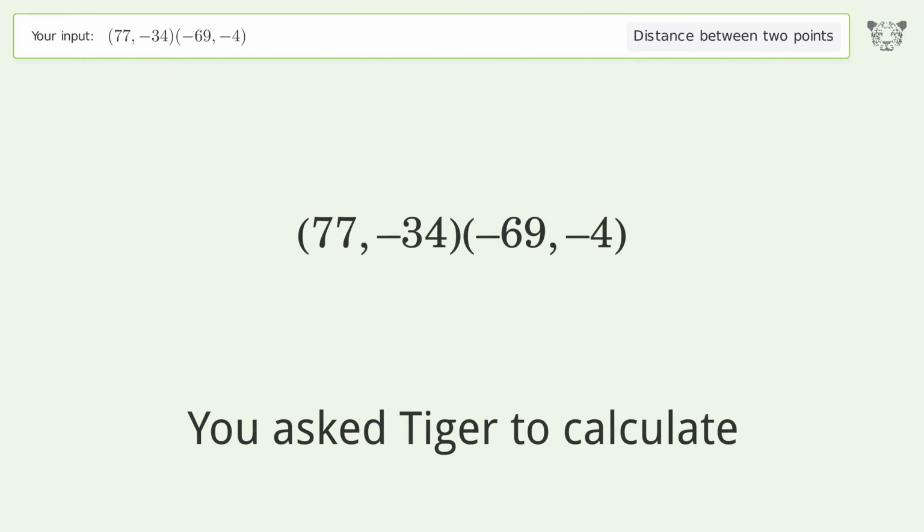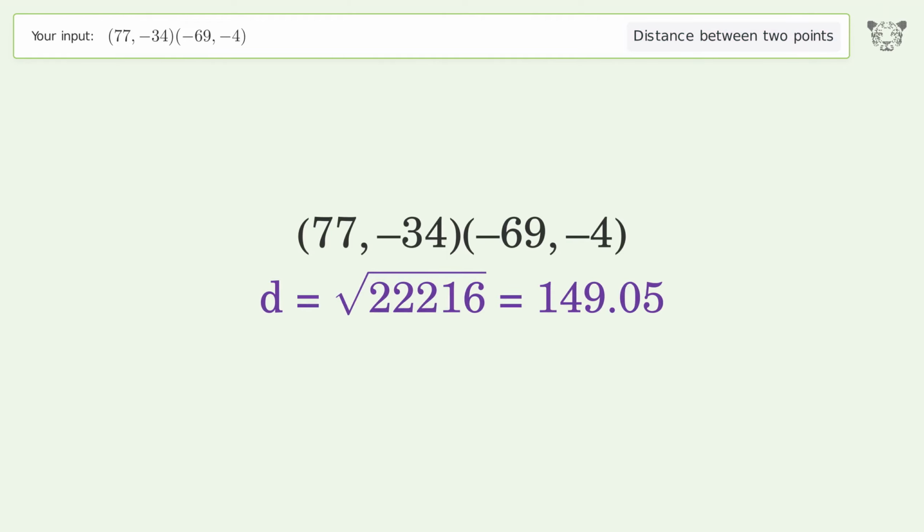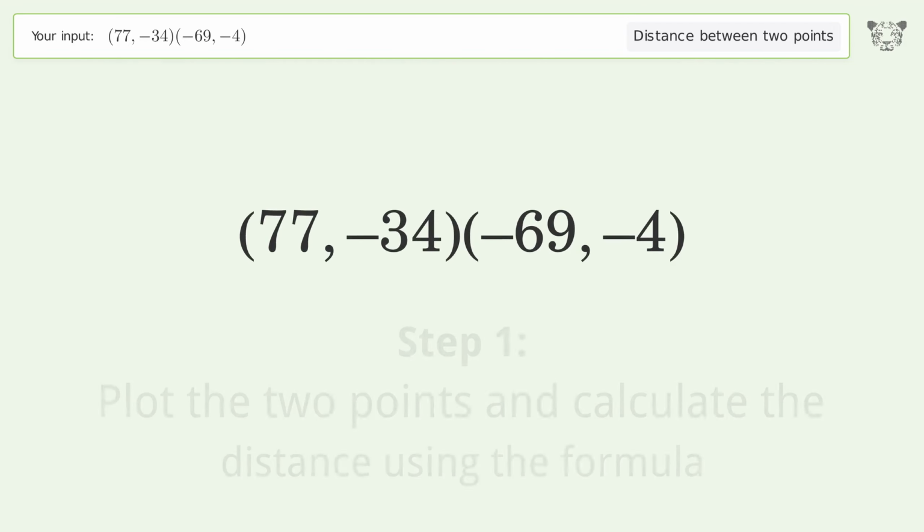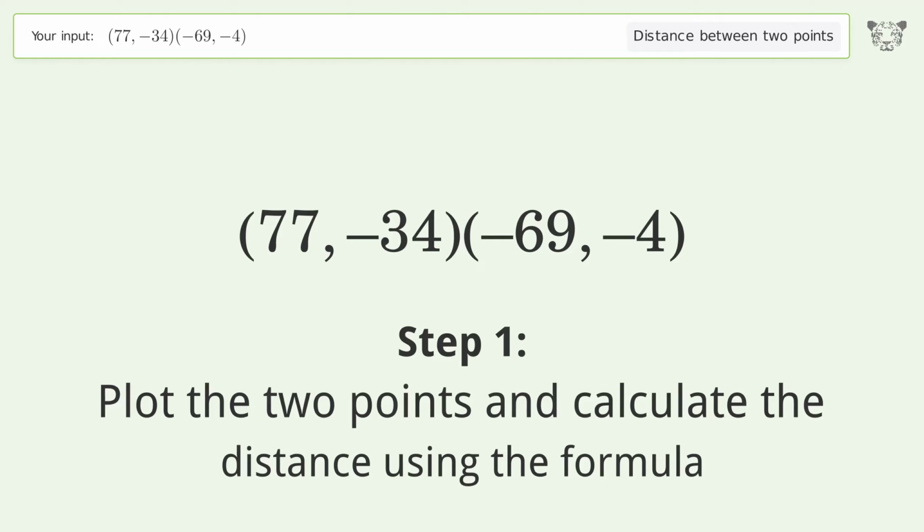You ask Tiger to calculate the distance between 2 points. The distance between the 2 points is the square root of 22,216, or 149.05. Let's solve it step by step. Plot the 2 points and calculate the distance using the formula.